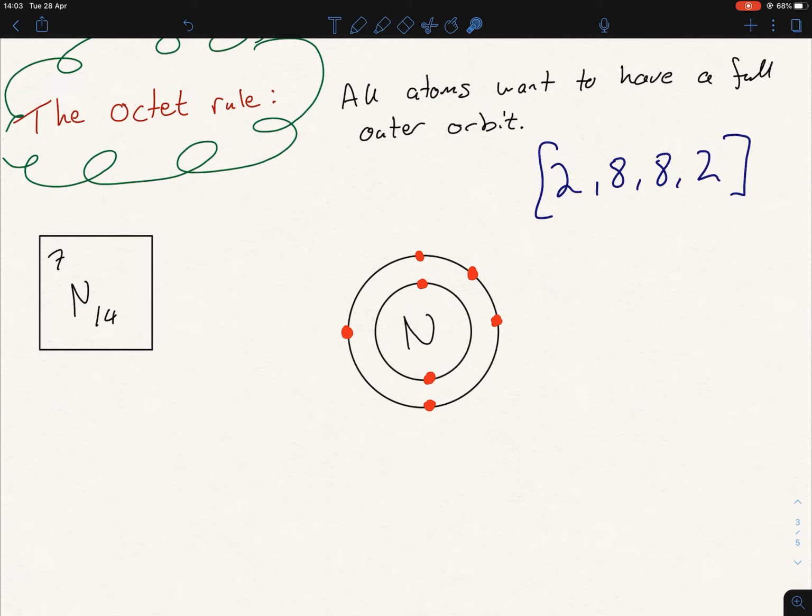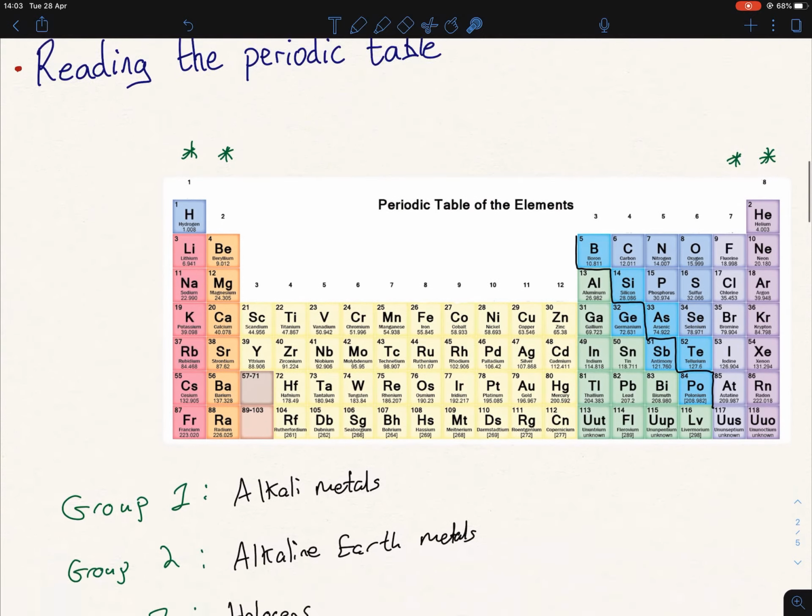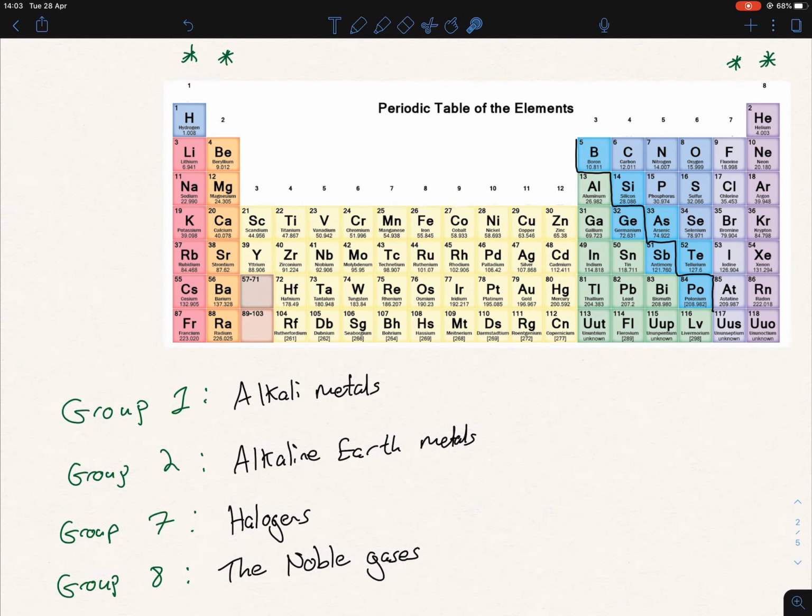And if they have a full outer orbit here, they're going to be stable. And all atoms want to be stable. So we have 5 electrons here. Now I just want to bring your attention back to the periodic table there. Let's see nitrogen over here.